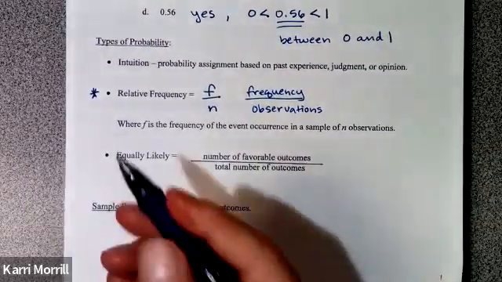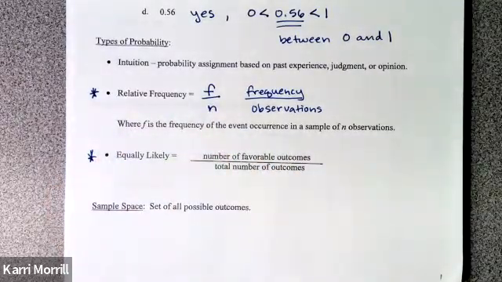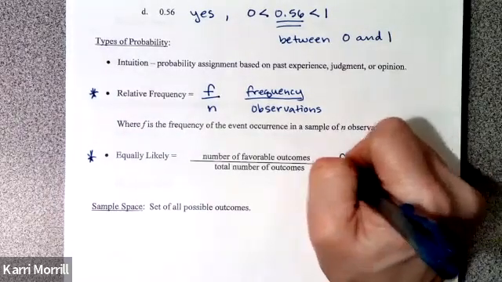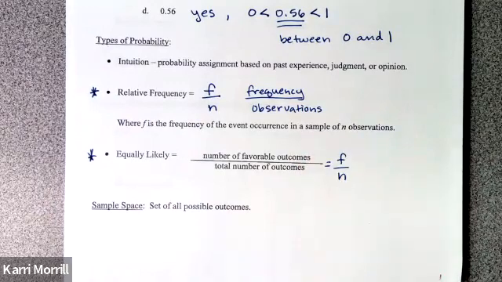Equally likely is the number of favorable outcomes out of the total number of outcomes. That's our F over our N. So those look very, very similar. We'll talk about the difference between those two as we move on in this unit.